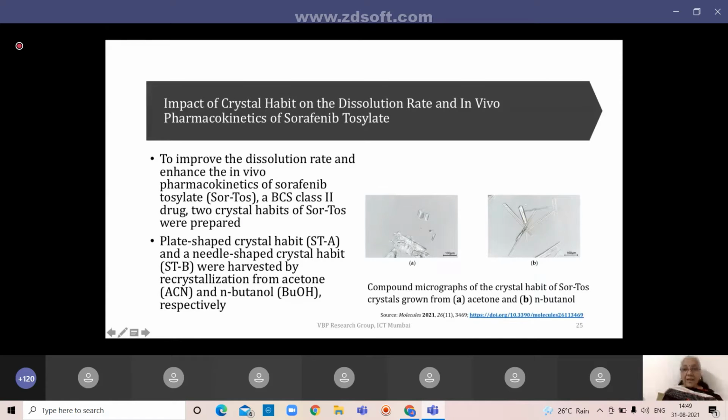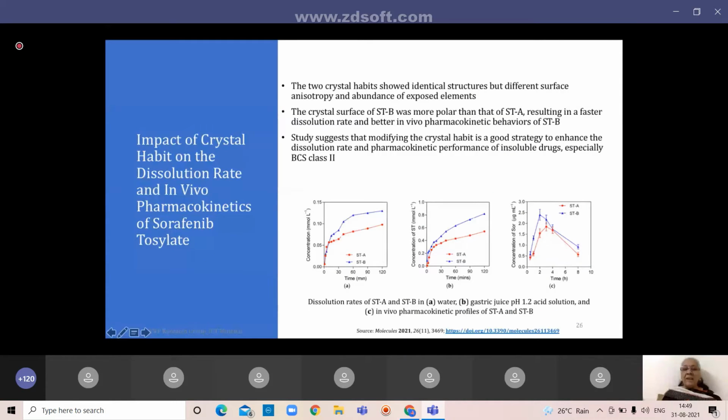So whether they have any differences as far as dissolution is concerned, definitely. STB, needle-like, was more polar than STA. Therefore, it has given a faster dissolution rate. So if it gives a faster dissolution rate, now this is in pH 1.2.